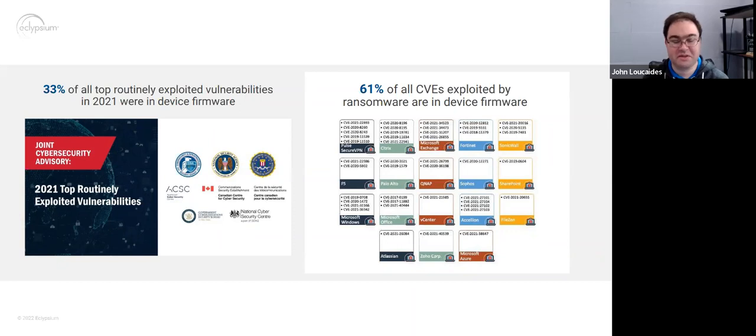And year over year, this has been getting worse, right? You can look at the ones on the screen, the 2021 routinely exploited vulnerabilities that they did as a joint advisory. The CVEs specifically being targeted by ransomware, these are pretty significant, normal occurrences. They're things that happen a lot.